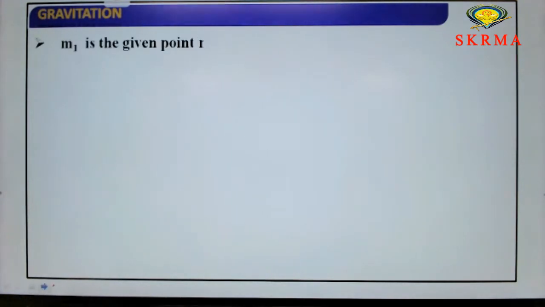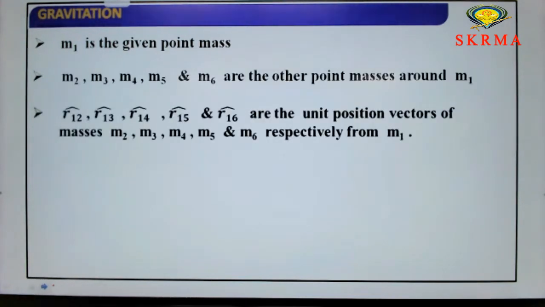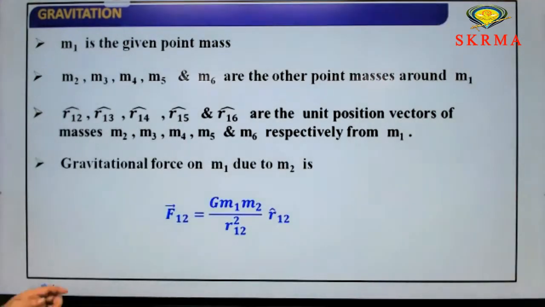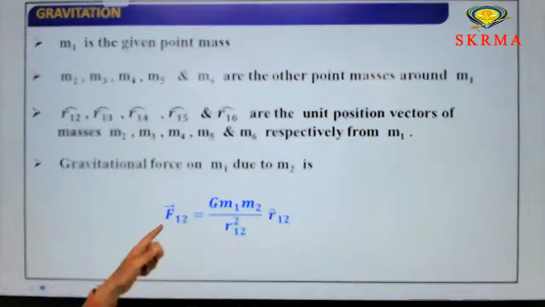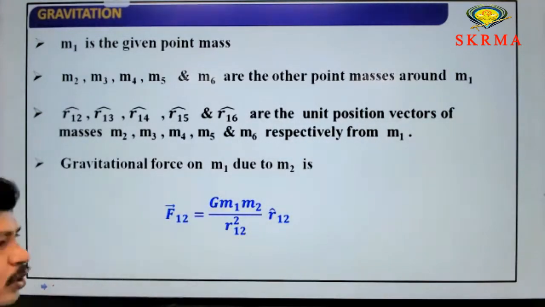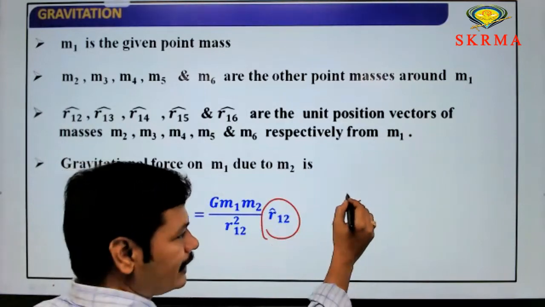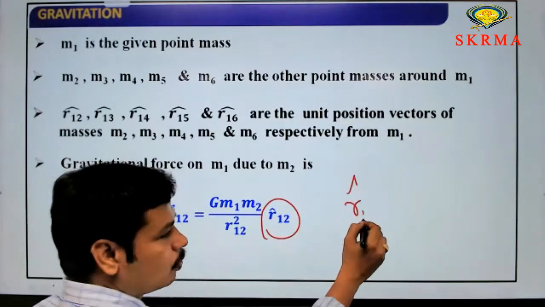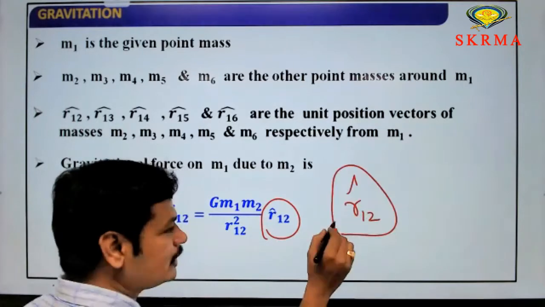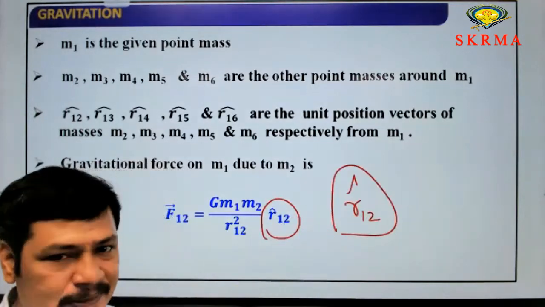How can you consider it? M1 is a given mass. We consider the force on M1 due to other masses. Here we just represent direction. F12 is nothing but this, acting along R12. This is only a unit vector. We remember whenever we take R cap 12, this is a unit vector, only representing direction.